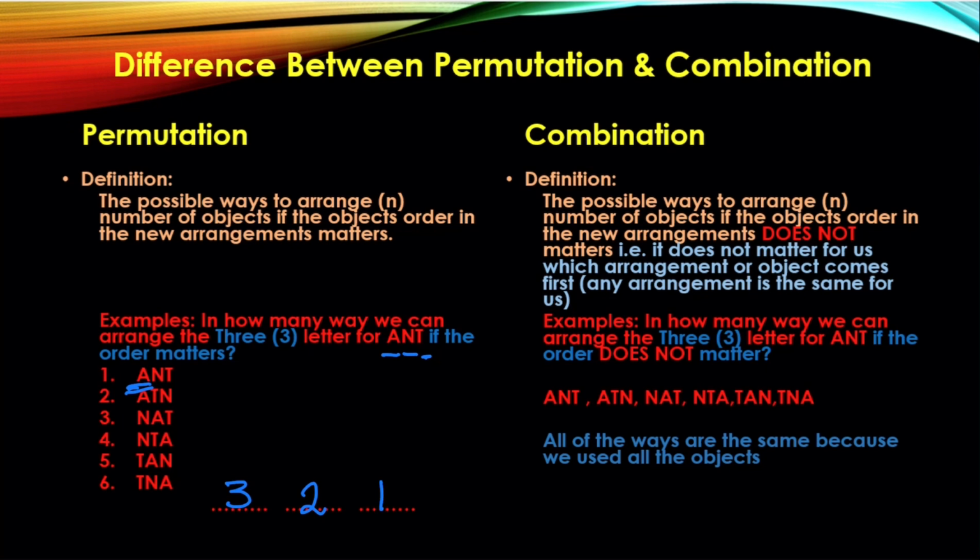So for the first letter, I have three options. For the second, I will end up with only two, because I will use one of these three here. So I will end up with only two available for the second letter and one for the third. So here it will be 3 times 2 times 1, equals 3 times 2 equals 6, times 1 equals 6.